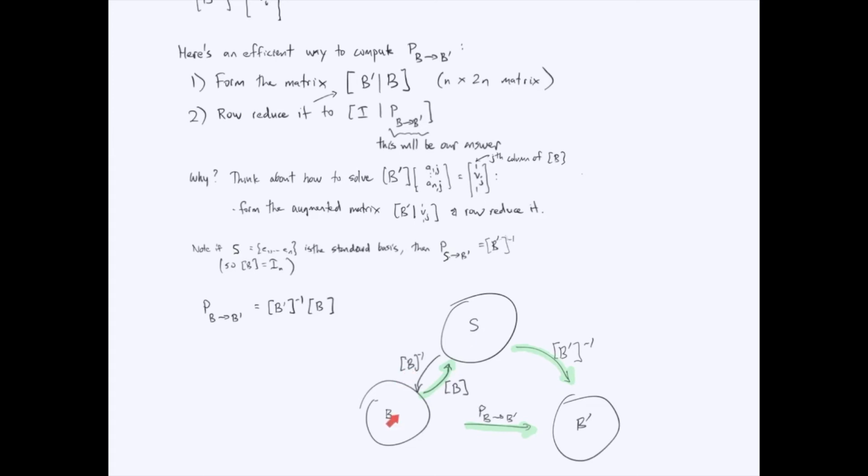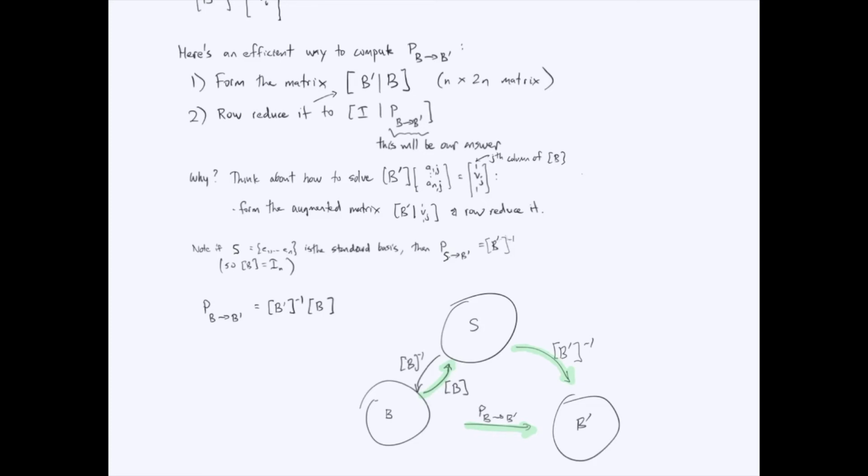So that means to go from B to S, we multiply by B, and then from S to B primed, we multiply by B primed inverse. That's again this point here. And so the composite here is first multiply your coordinates by B, and then multiply by B primed inverse. And so another formula, which we'll check in Sage, is that the change of basis matrix is given by B primed inverse multiplied by B.